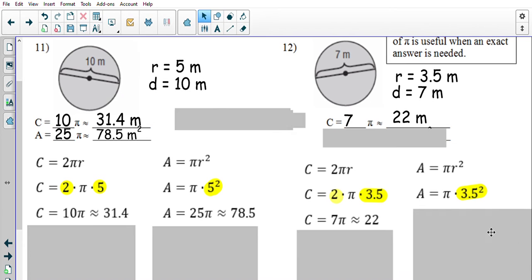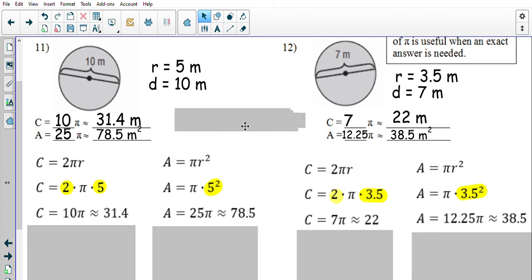3.5 to the second power is 12.25. And then if I take 12.25 times pi, I get about 38.5. Something to stress to you is if you don't know how to square a number in your calculator, don't do 3.5 times 2, but you can do 3.5 times 3.5. So we fill in the blanks here. We get 12.25 pi, or about 38.5 meters squared.